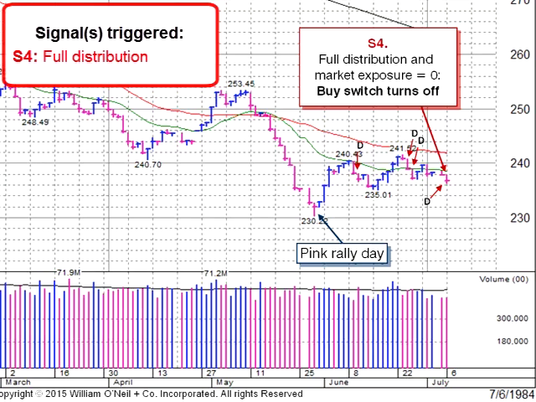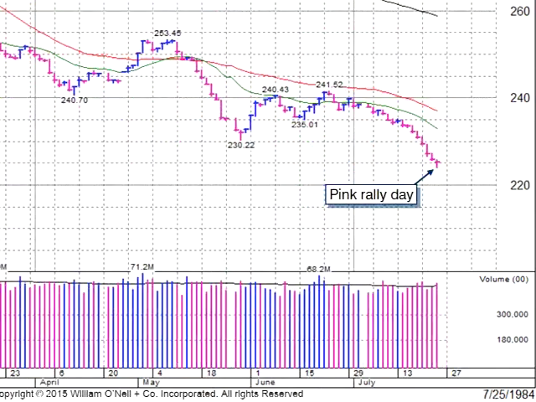The rally hasn't definitively failed yet as far as going below your rally day here, but you've had enough sell signals here and enough distribution to basically say your rally has failed. So we're going to turn off the buy switch and wait for another follow-through. So now we go forward a bit because we were over here in early July. Now we're over here. The market keeps going lower and lower and lower.